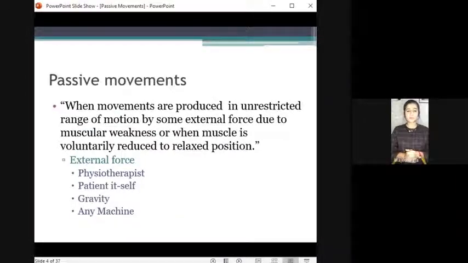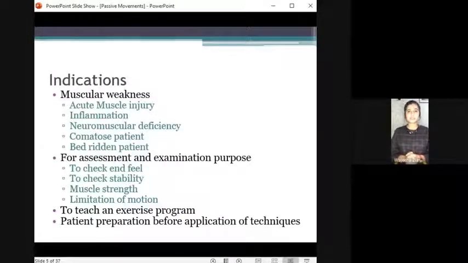What are the passive movements? When the movements are performed in the unrestricted range of motion by some external force due to muscular weakness, or when the muscle is voluntarily reduced to relaxed position, it is known as the passive movement. External force can be applied by a physiotherapist. A patient can also apply the external force. Different types of machines in the physiotherapy also help in the application of external force, and the gravity is also a very important external force, which cannot be nullified and neglected.